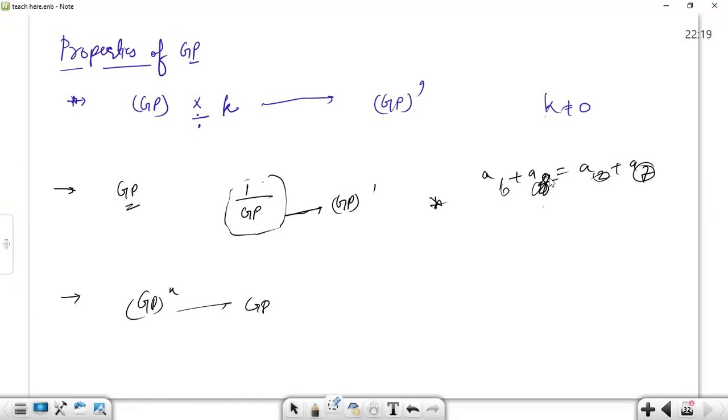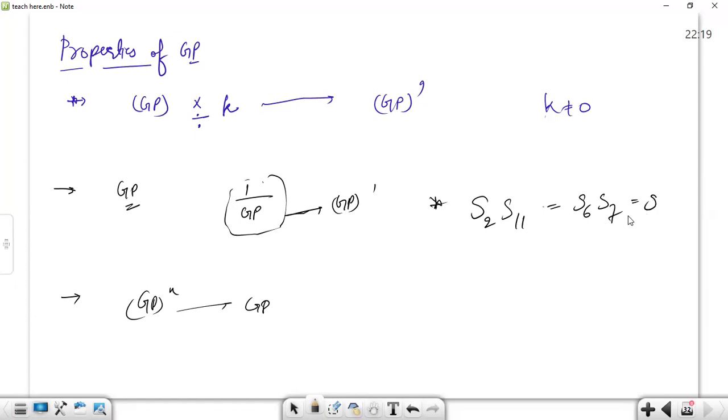That was for AP. Now this time for GP, instead of this, it applies in the sum. So let's say S2 is 11, so the sum is 13. So S6 and S7 will be equal to the product of the sum of 6 terms and the sum of 7 terms. Or we may write it as S3 and S10. Okay. So basically the gist is that if the sums of these two numbers are equal, then the products of the sums are also going to be the same.